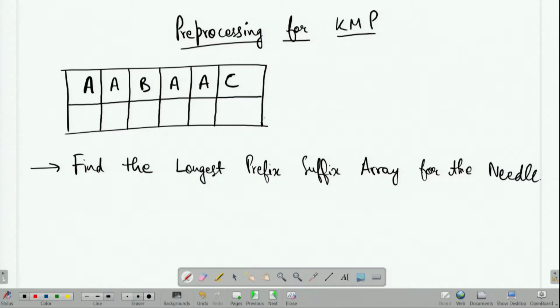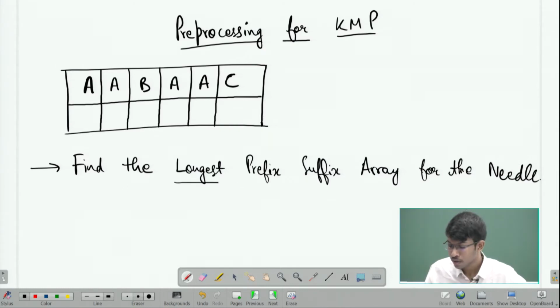Before doing KMP string searching, we need to do a certain pre-processing for the needle to be searched in the text. What is that pre-processing and how is it done? That pre-processing is the creation of the LPS array, which is also called the longest prefix-suffix array for the needle.